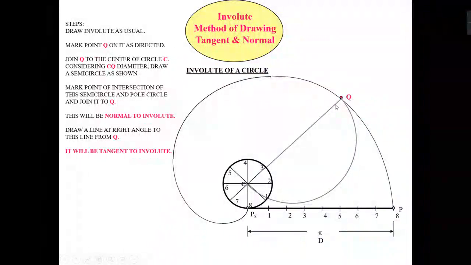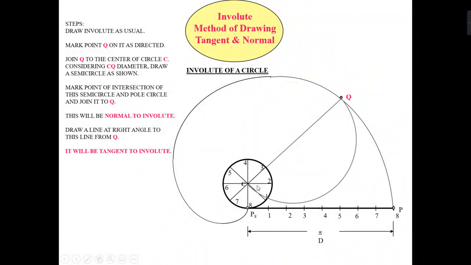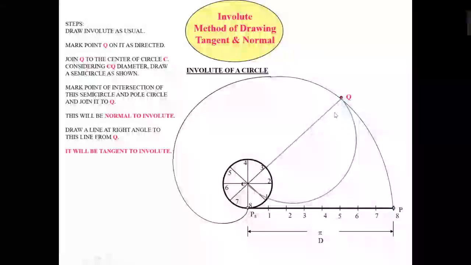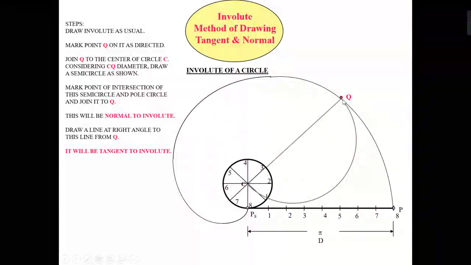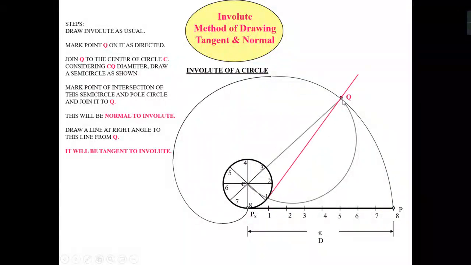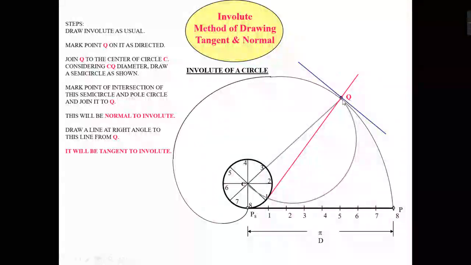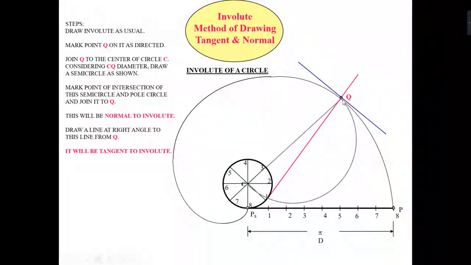So this is your outermost point Q and C, and this is your semicircle. You have to find the center, and you can draw it very easily. After that, wherever this semicircle cuts the circle, from that point you have to join the point Q. So this is your normal, and perpendicular to it will be your tangent to the involute.